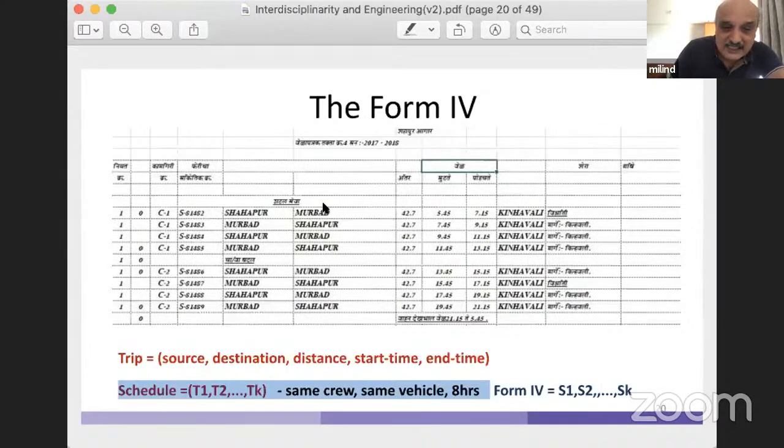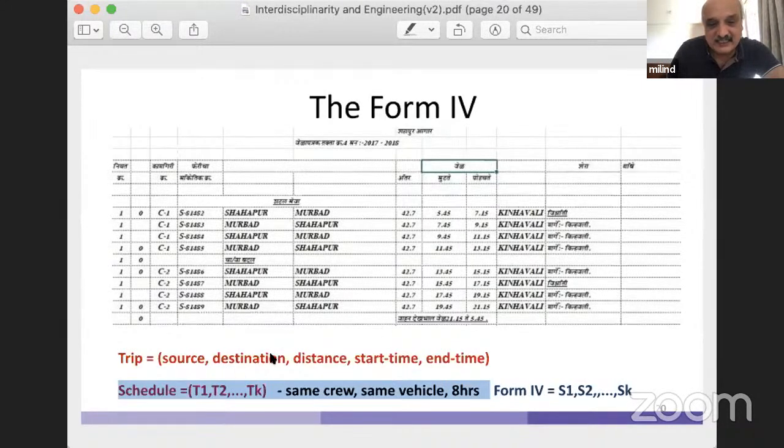So these 4 services are done by the same bus, or rather these 8 services. So from Murbad Shahpur, Shahpur Murbad, Murbad Shahpur, and so on, these 8 services are done by a single bus. So that is really what a schedule is. So the schedule is a sequence of trips. And what is a trip?